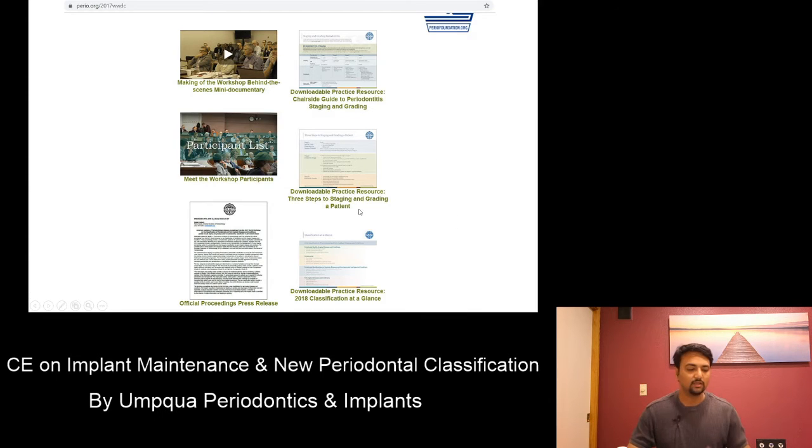You can download these handouts from that website too. I would also recommend the FAQs on the new classification. They would give you a clear idea why this new classification system was designed, and answer other frequently asked questions about staging and grading and other things. I do recommend that as a good read. It's just a 3-page read, which should clarify a lot of your doubts.